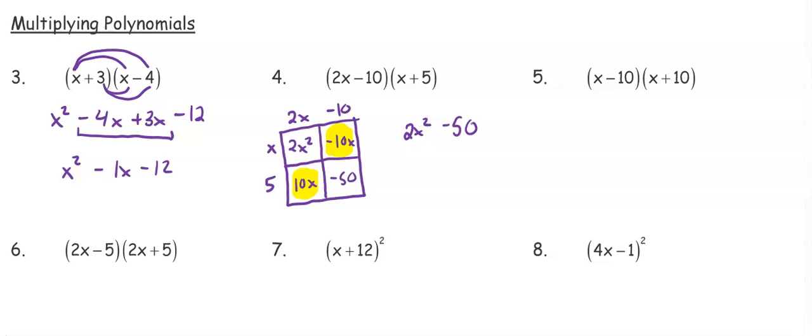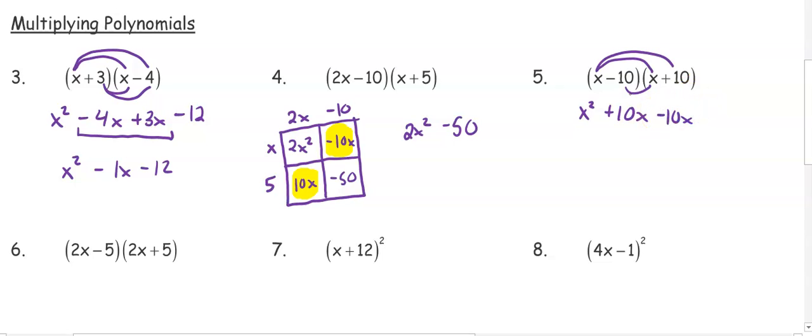So in number 5, let's go back to the first version. So we're going to multiply x times x, which is x squared. X times 10 is 10x. Then we have negative 10 times x, which is negative 10x, and negative 10 times 10, which is minus 100. These x's combine to become 0, so we're left with x squared minus 100.